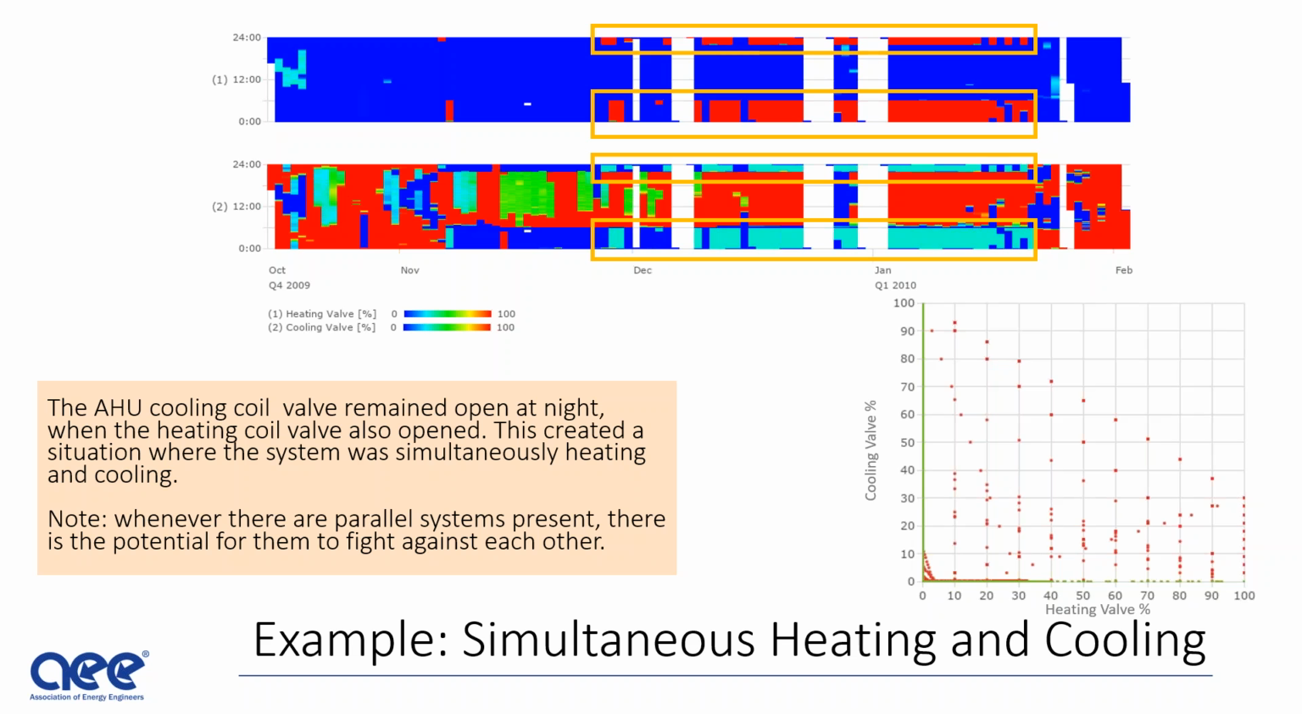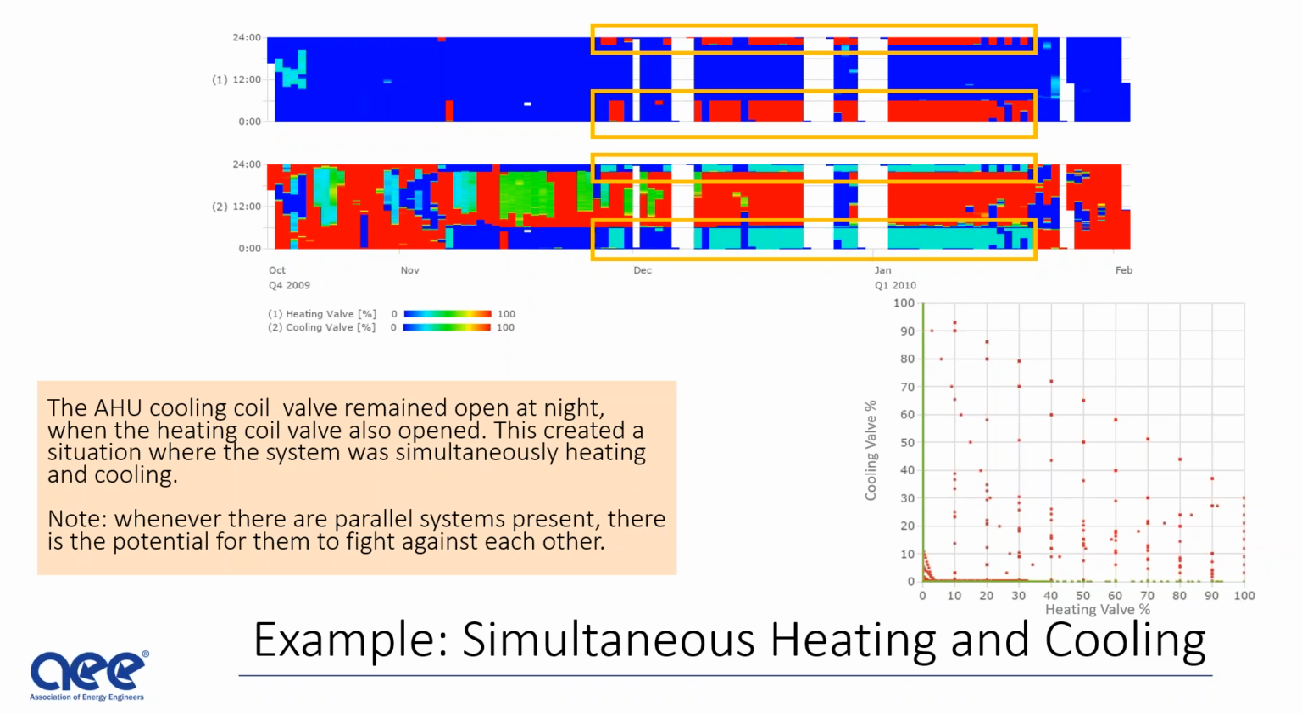Here's another air handling unit, and what we see here is a heating coil valve and the cooling coil valve. And this is a case where at night the cooling coil valves were stuck at around 30% or so, while the heating coil valves open up all the way. So we have here a nice clear instance of simultaneous heating and cooling in the air handling unit, and that's something that we noticed and pointed out.